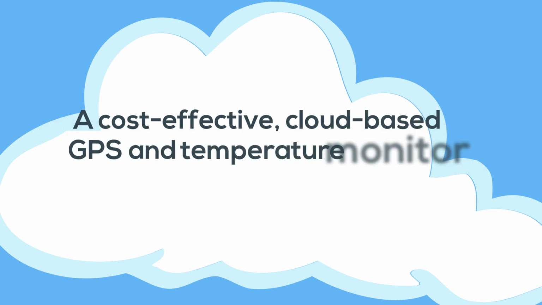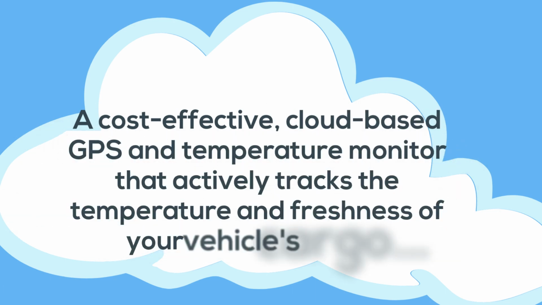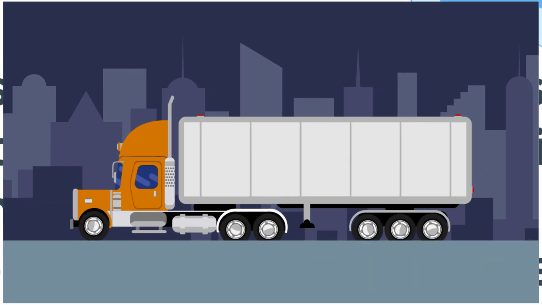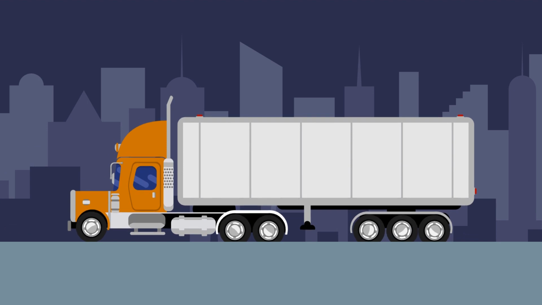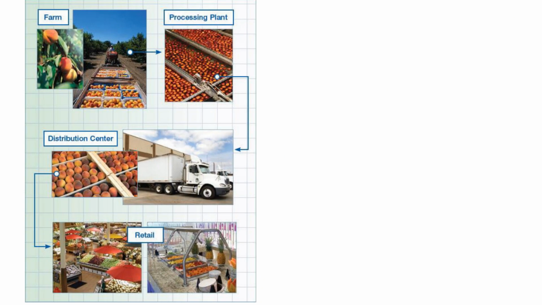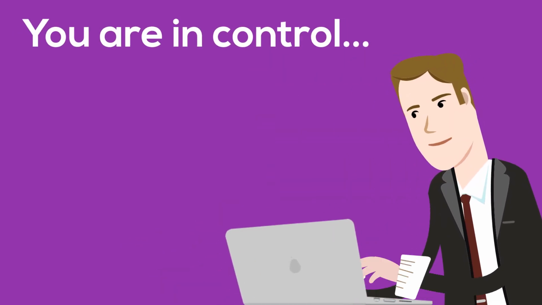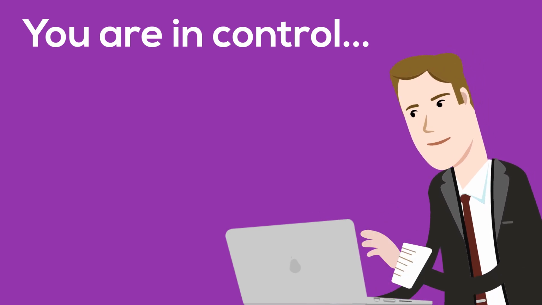The TPT-02 monitoring system is a cost-effective, cloud-based GPS and temperature monitor that actively tracks the temperature and freshness of your vehicle's cargo. Ideal for all sorts of transportation methods, this GPS tracker with temperature sensor gives you full visibility of your supply chain to make monitoring easy, so you are in control of your product at all times and able to keep track while maintaining quality.